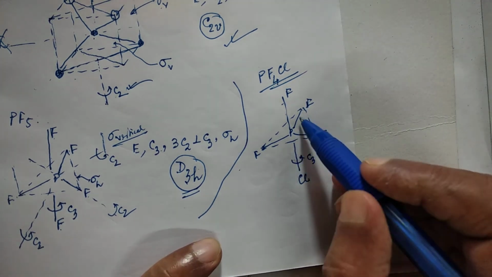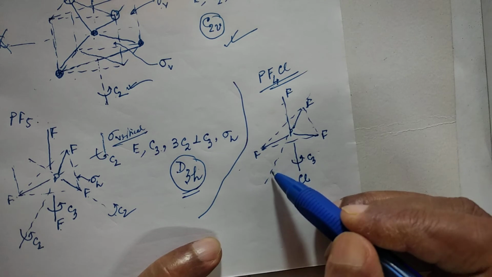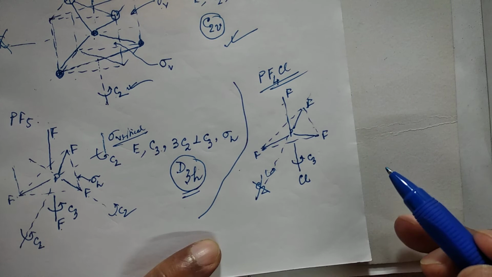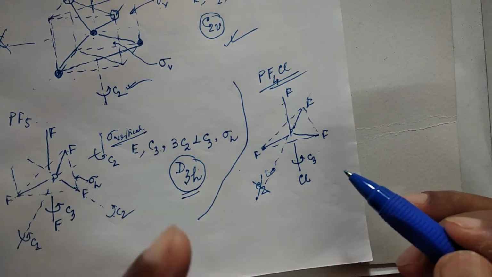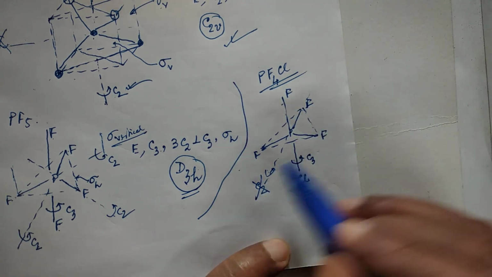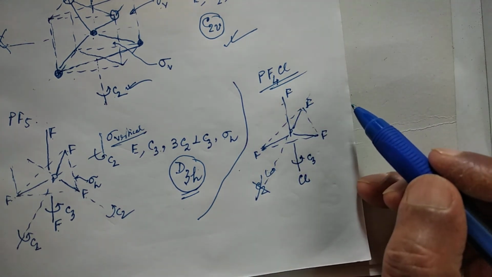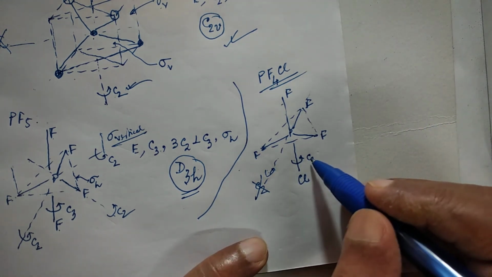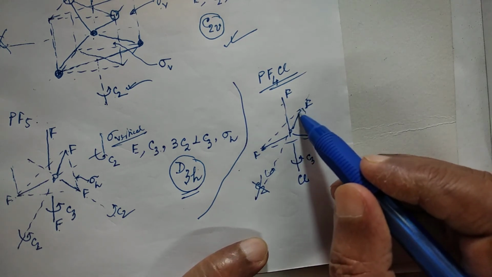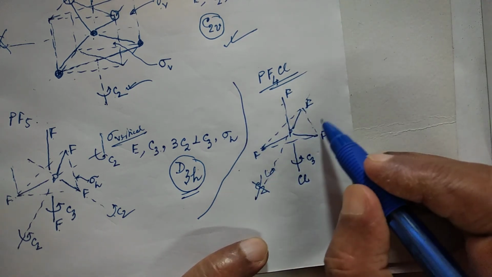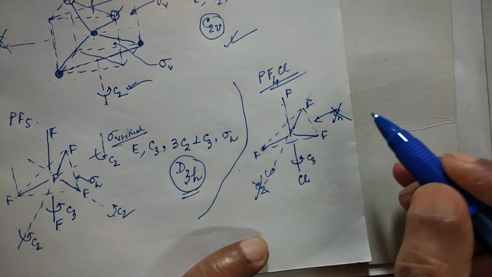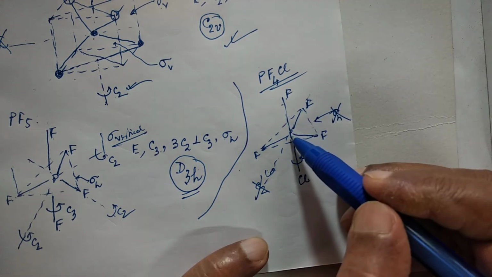But this line does not act as a C2 axis, because if we turn it through 180, chlorine will go up and fluorine will come down. The configuration will not be equivalent. So no C2 axis exists. And then sigma H. Is there any? Does this plane act as a sigma H plane? No. This plane also does not act as a sigma H plane, because on one side there is fluorine, on the other side there is chlorine.